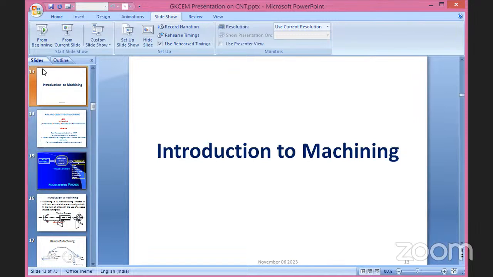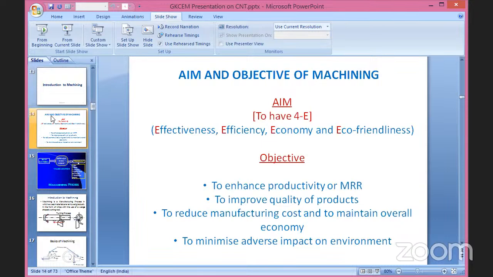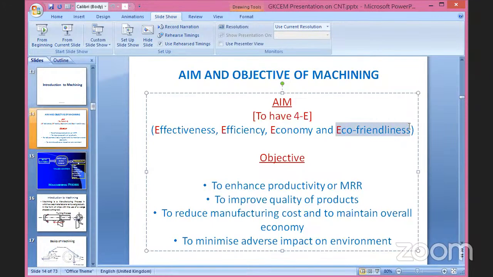We will show that. So when we introduce machining, you all know the basic aim and objective of machining. The basic aim of machining is to have 4 E's: one is effectiveness, one is efficiency, one is economy, and one is eco-friendliness. Previously we were not giving much importance to eco-friendliness, but nowadays with a lot of pollution and a lot of regulations coming, people are also thinking of making all the manufacturing systems and machining systems eco-friendly, environment friendly.